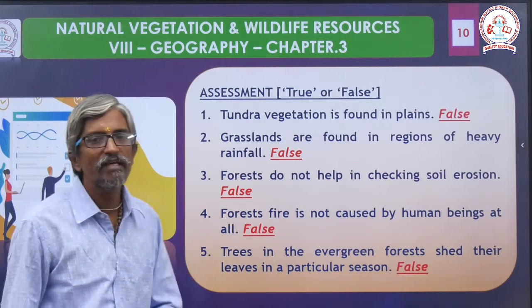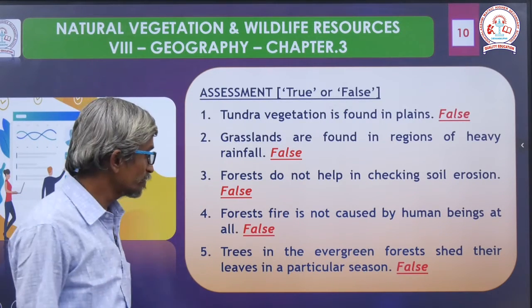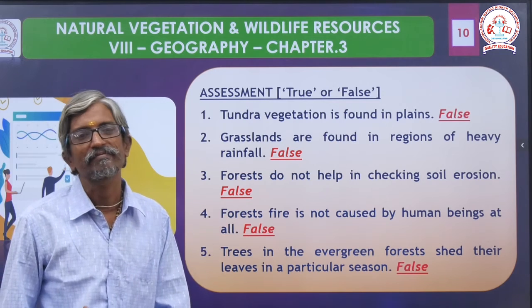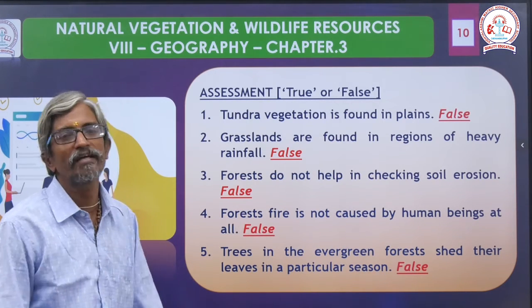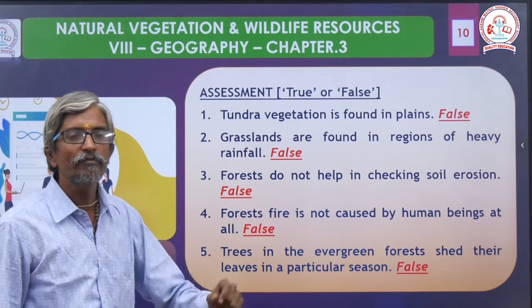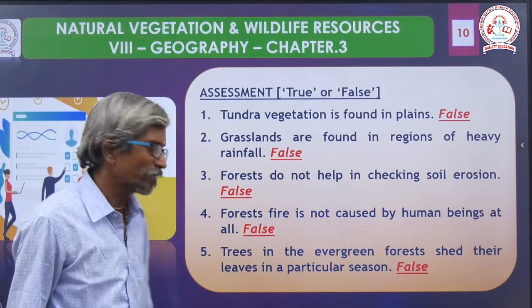Next, trees in the evergreen forest shed leaves in a particular season. Wrong. Trees in the evergreen forest never shed their leaves. Clear? If they shed leaves, then it is said to be deciduous forest.